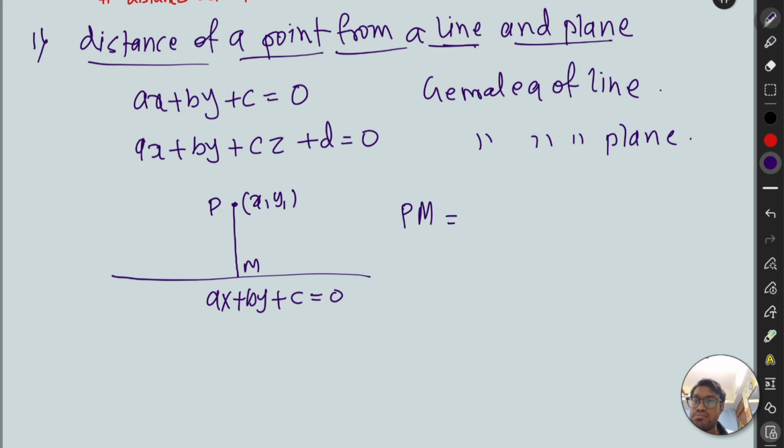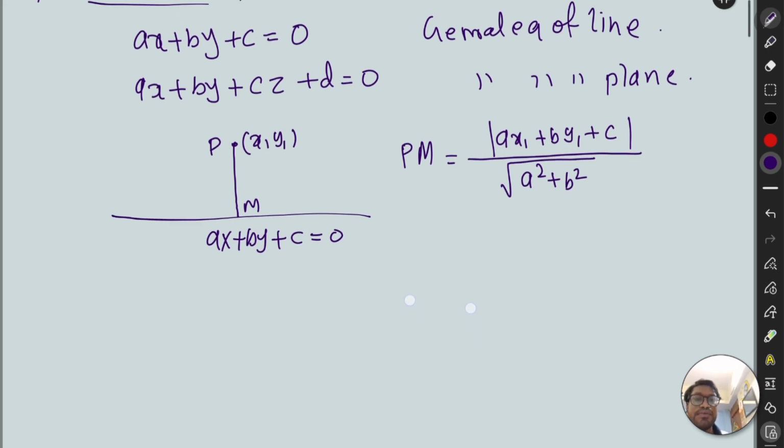In this video we are not going to prove this, but we will go directly to the formula. What we can do is substitute this point P into the line: modulus of ax1 plus by1 plus c, divided by the square root of a square plus b square. This will be the distance of a line from a point.